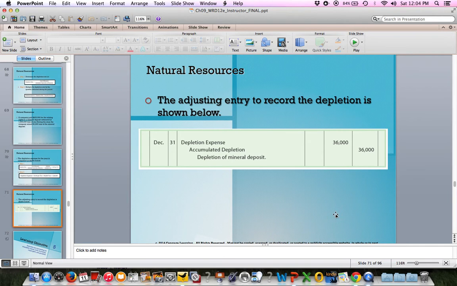So we make an adjusting entry then, just like we do for depreciation, and we're going to debit depletion expense and credit accumulated depletion. So it works very much the same way as actual depreciation, only that we call it depletion.